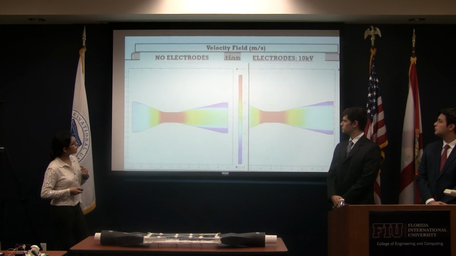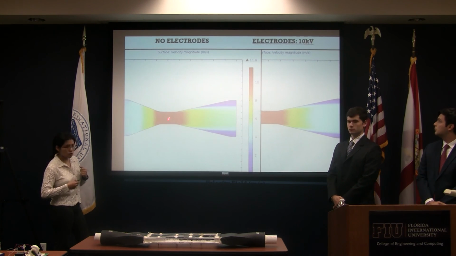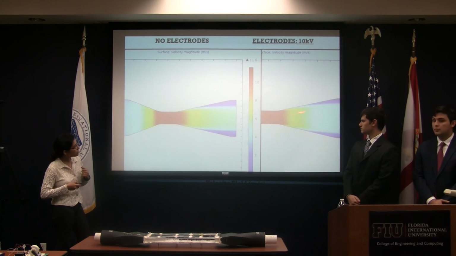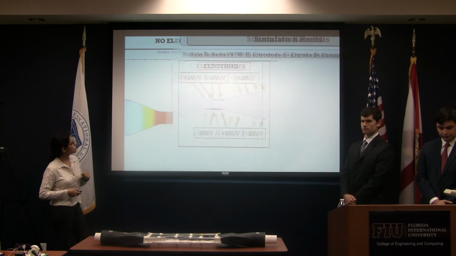Here you can see it better when you compare the no electrodes case, when you have flow detachment, with the electrode case, when you see the reattachment occurring on this area. This is for 10,000 volts.